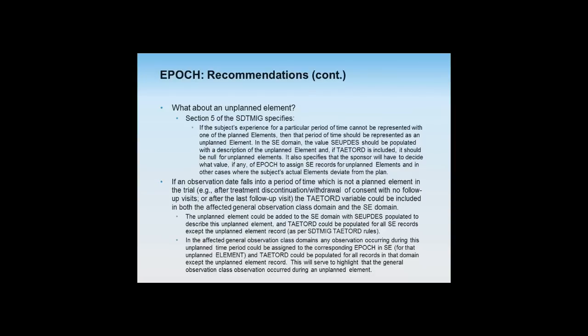And if the TAETORD variable is included, it should be left null for those unplanned elements, again, because it's not planned. So using that idea, we can actually place those unplanned assessments into an unplanned element in subsequent Epic. And again, I'll go into examples with that.